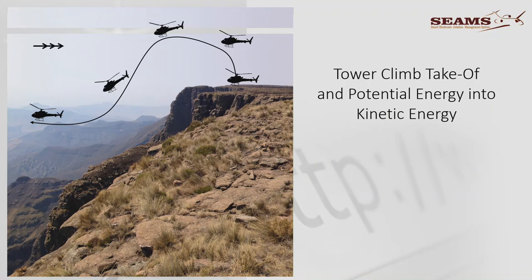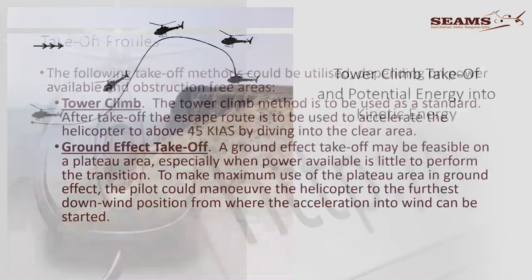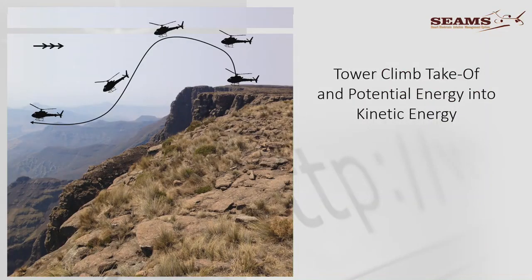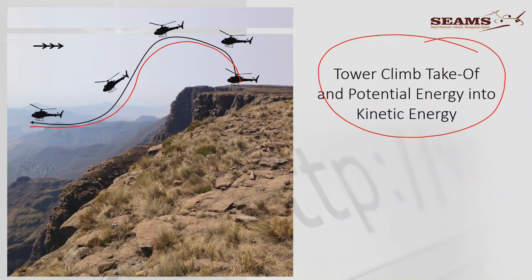Here, on the picture that we have, let me just go back there and to the front. Here we see the tower climb takeoff, potential energy into kinetic energy. It's the typical tower climb. But remember, here in front of you, that height is all potential energy that you can use.